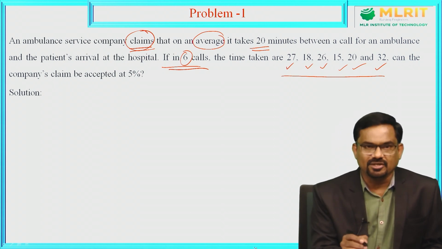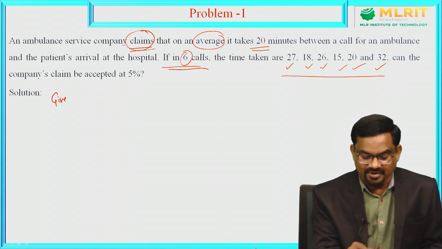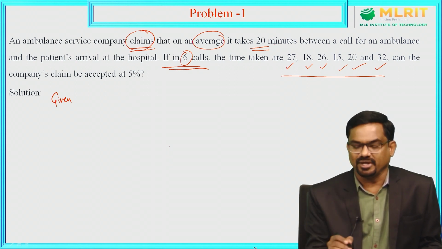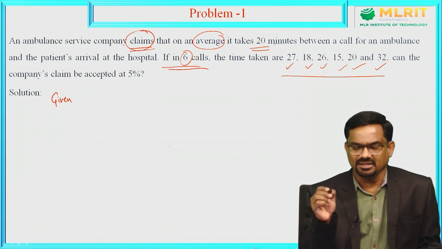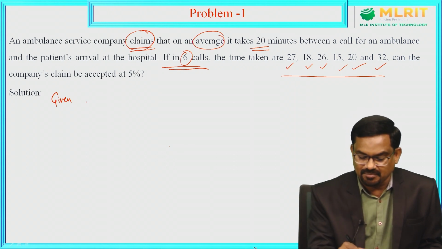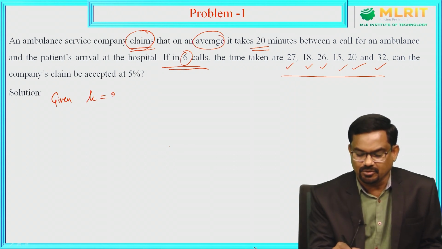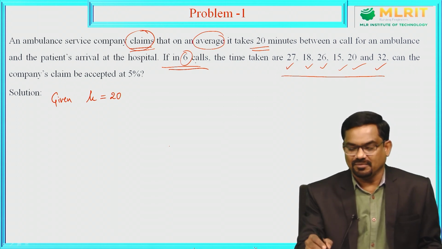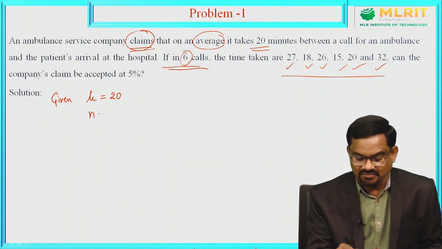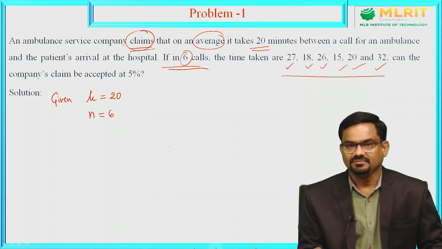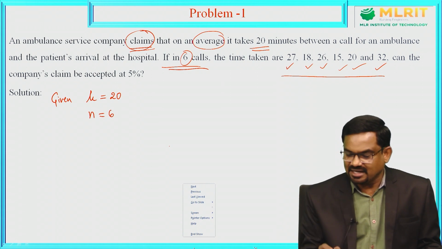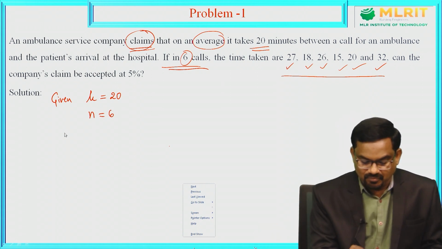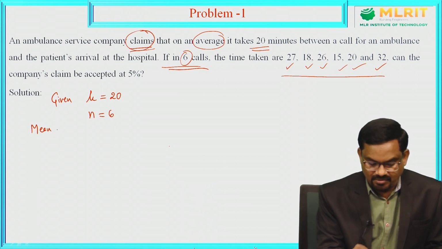Now, coming to the solution. First write the given data. What is the company's claim? On an average, it takes 20 minutes. This is the general information regarding the company. That means it is the mean of the population, mu equal to 20, and we need to test this claim using a sample of 6 calls. That means the size of the sample n equal to 6. Then the sample data is given: 27, 18, etc. So first we need to find the mean of the sample.